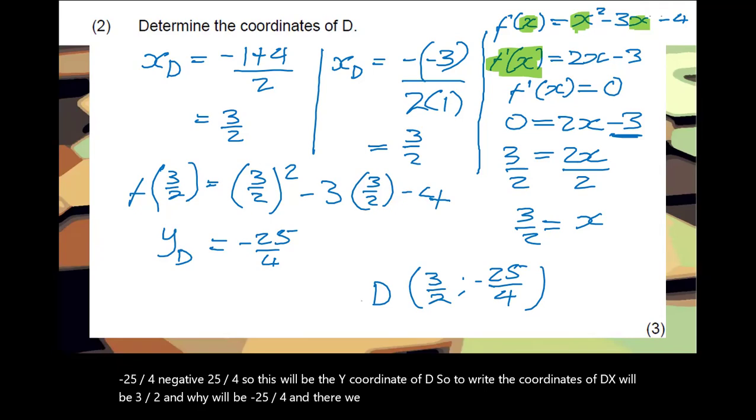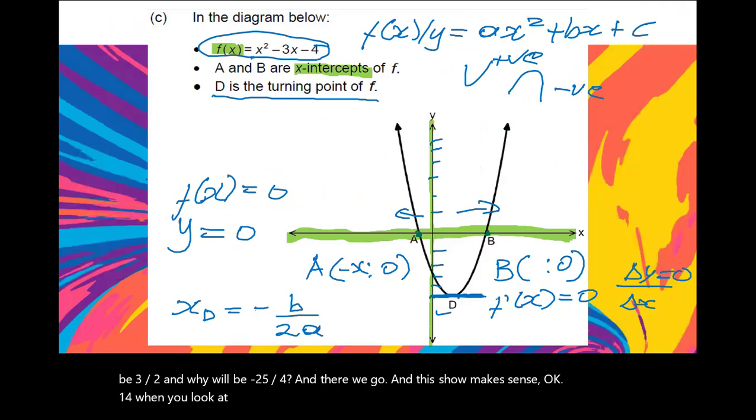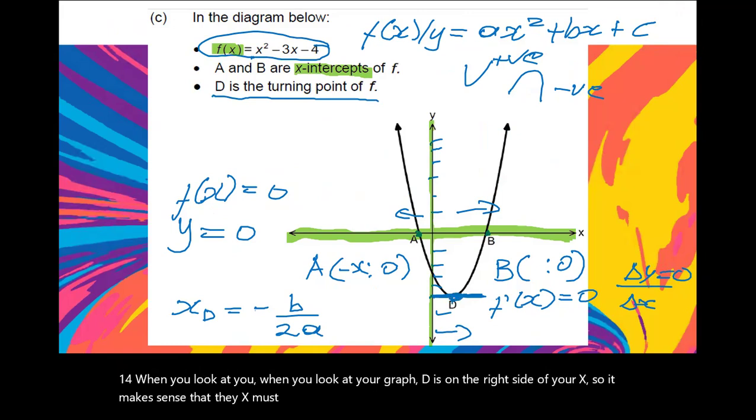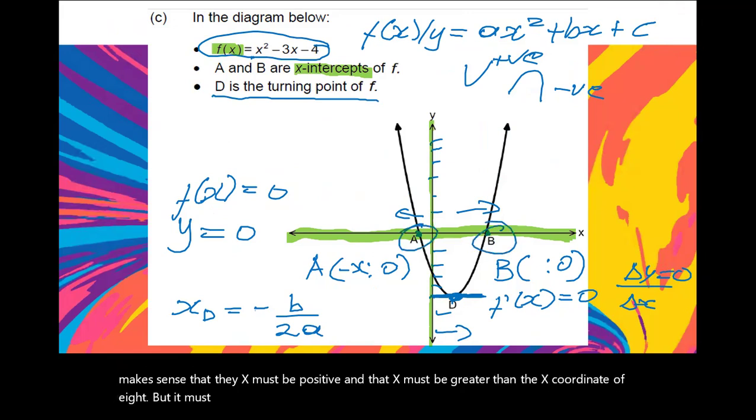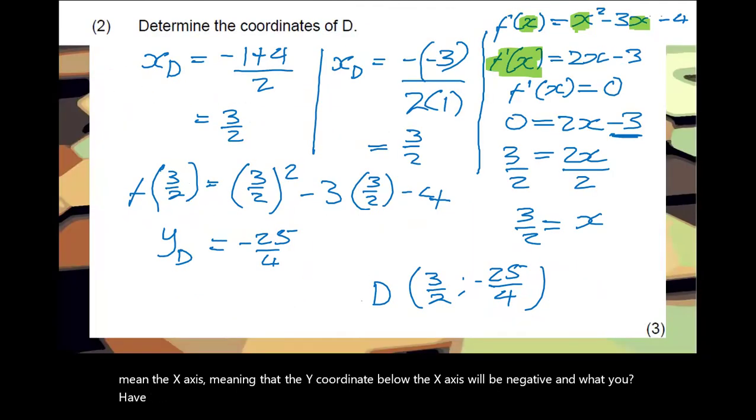And this should make sense, okay? For D, when you look at your graph, D is on the right side of your x-axis. So it makes sense that the x must be positive. And that x must be greater than the x-coordinate of A, but it must be less than the x-coordinate of B. But at the same time, D is below the x-axis, meaning that the y-coordinate below the x-axis will be negative. And what you have here, y of D is equal to negative 25 over 4, which makes sense. It's supposed to be negative.